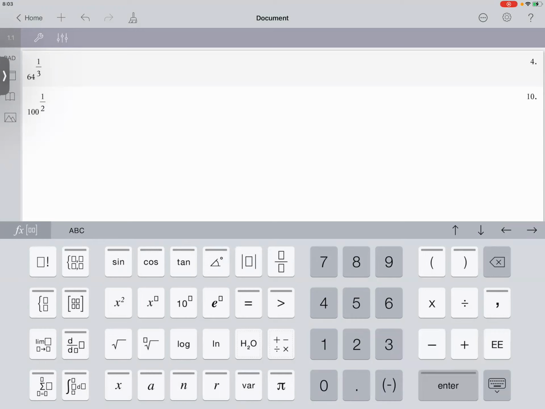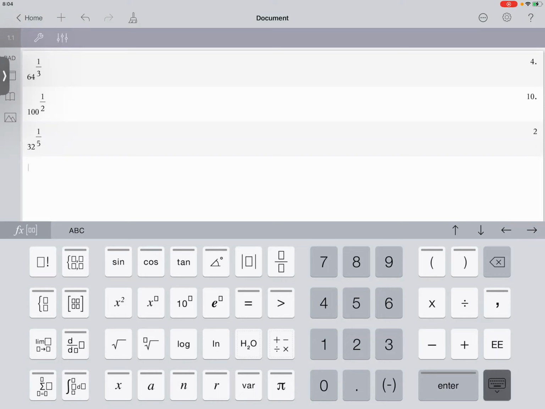Now let me ask you a question. What's 2 to the 5th power? 2 to the 5th power is 32, right? So that means I can ask the opposite question, which is, what's the 5th root of 32? The 5th root of 32 would be 2.